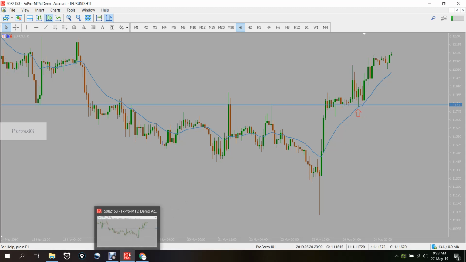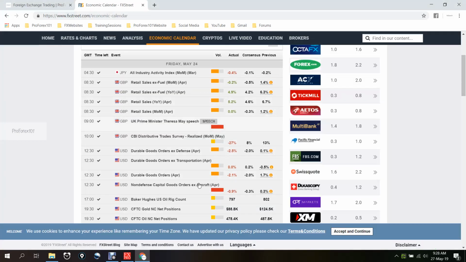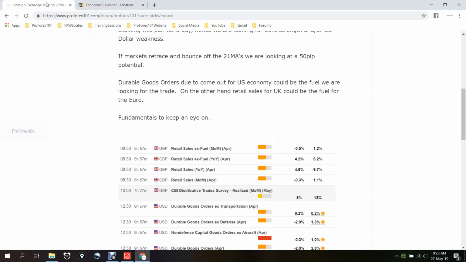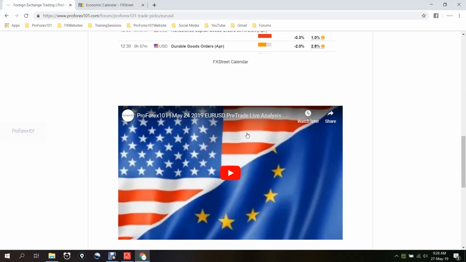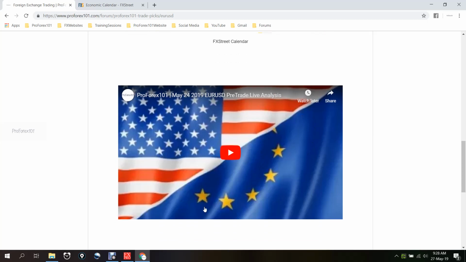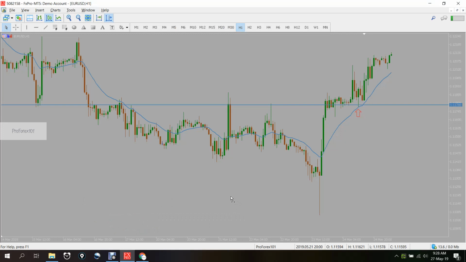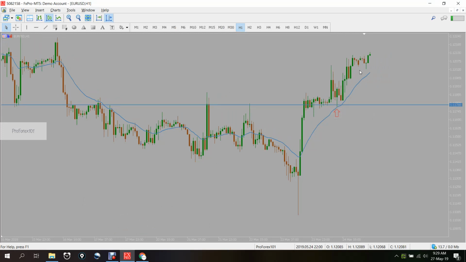So anyway, all right guys, that was the fundamentals that came out, and these were what we were following. If you haven't already seen the pre-trade analysis, guys, please do have a look at it, so you get an idea of how we pick trades. And guys, this trade is in play. We are still going long, and this still has potential.